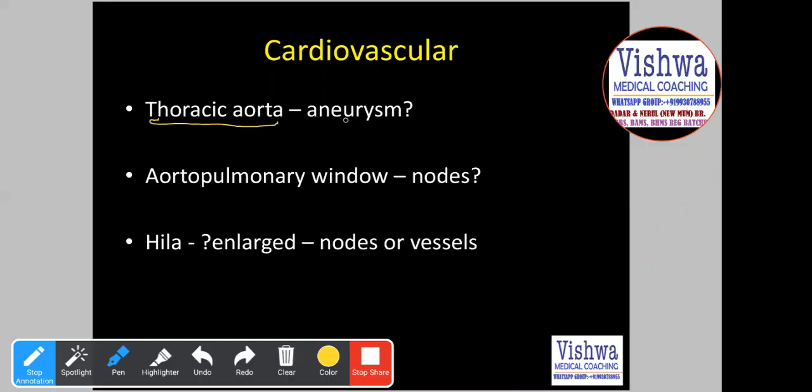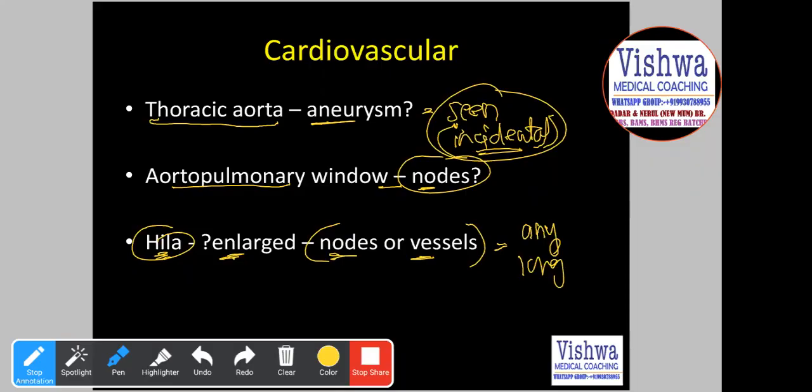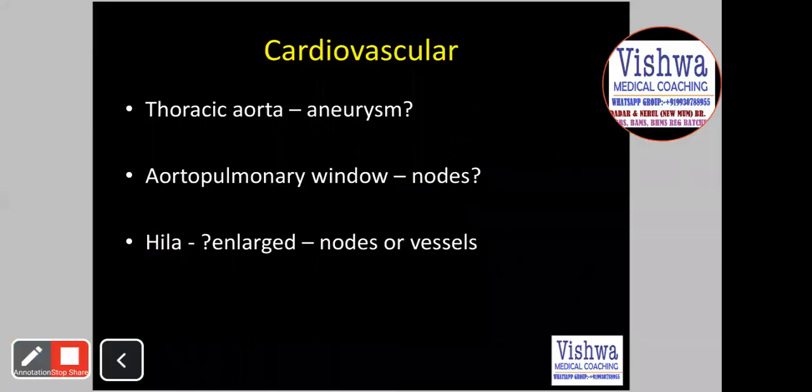So thoracic aortic aneurysm can be seen as an incidental finding, and you have saved one life if you diagnose this. Also, the aortopulmonary window sometimes can be seen as nodes. We have shown that enlargement of the hilum, nodes or vessels, can be seen very commonly because of any lung infection. Hilar lymphadenopathy, remember, is the most common finding in COPD, emphysema, bronchial asthma, etc.